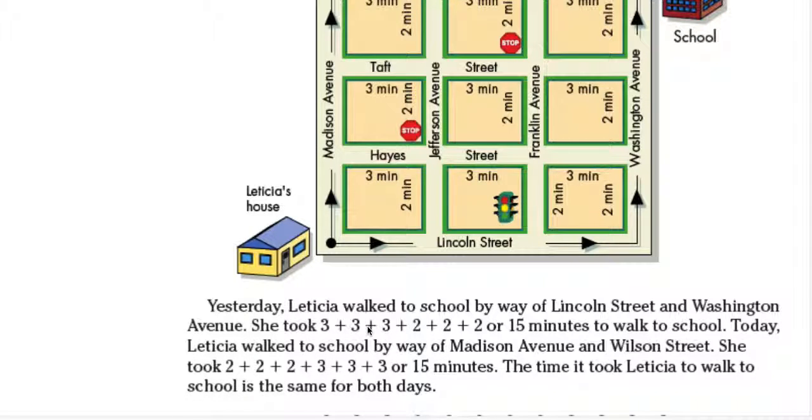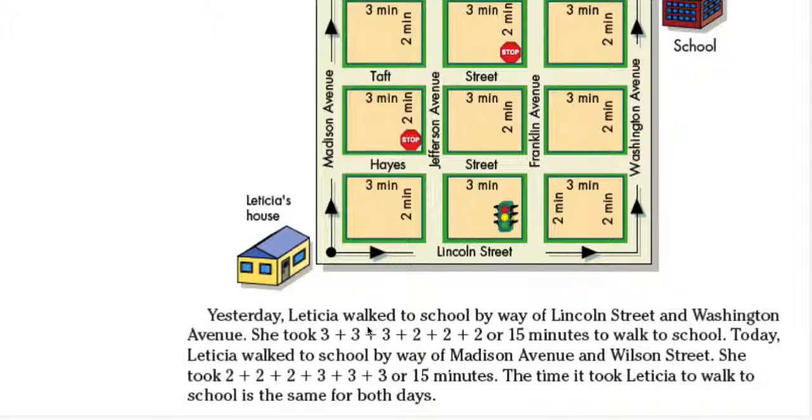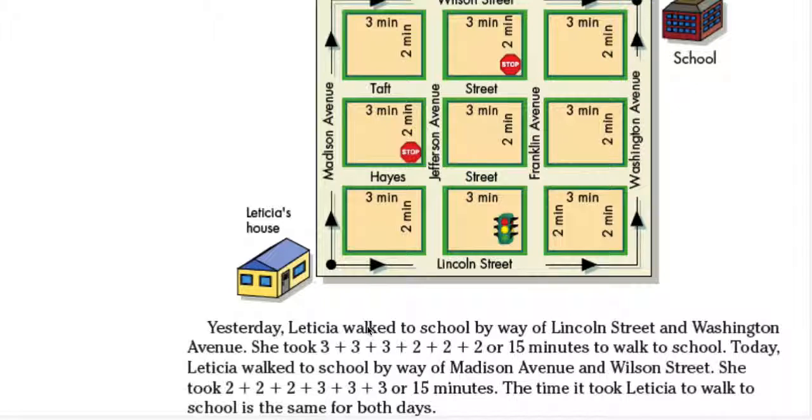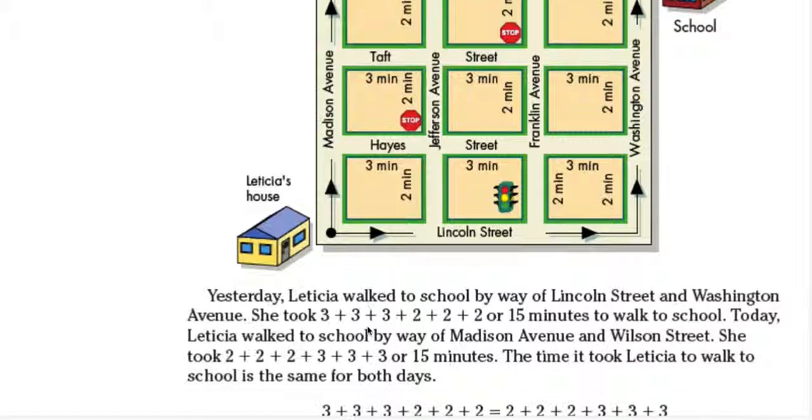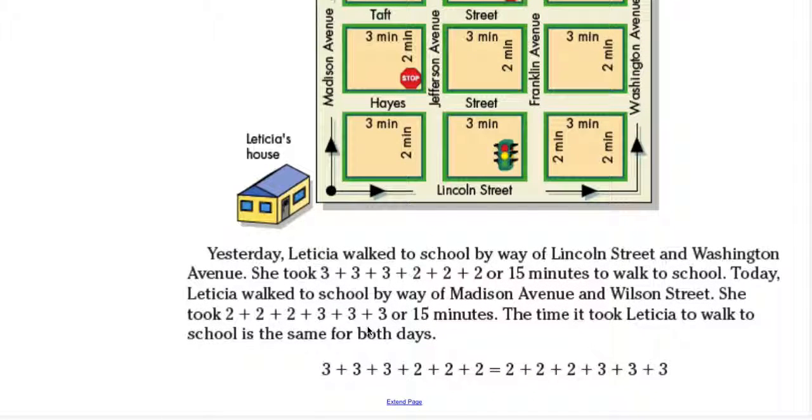Yesterday Leticia walked to school by way of Lincoln Street and Washington Avenue. She took 3 plus 3 plus 3 plus 2 plus 2 plus 2, or 15 minutes to walk to school. Today, Leticia walked to school by way of Madison Avenue and Wilson Street. She took 2 plus 2 plus 2 plus 3 plus 3 plus 3, or 15 minutes as well. The time it took Leticia to walk to school is the same for both days. Therefore, we can say that 3 plus 3 plus 3 plus 2 plus 2 plus 2 is equal to 2 plus 2 plus 2 plus 3 plus 3 plus 3.